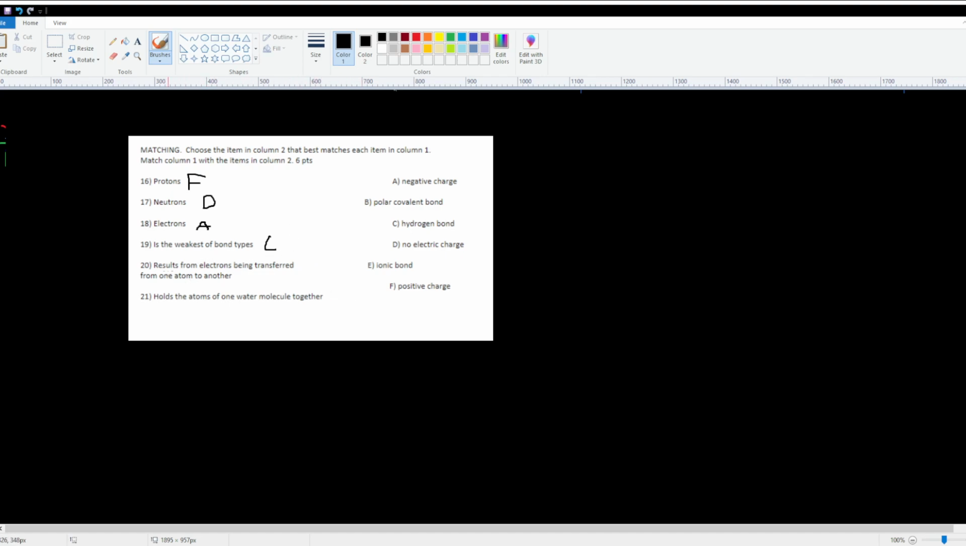Anyway, results from electrons being transferred from one atom to another, that would be an ionic bond, because we're talking about transferring of electrons, not sharing. If we're talking about sharing, that would be a covalent bond, and then leaving the last one to be B. So B is saying holds the atoms of one water molecule together, polar covalent bond. There's probably better explanations of what a polar covalent bond is, but that is most certainly the case.